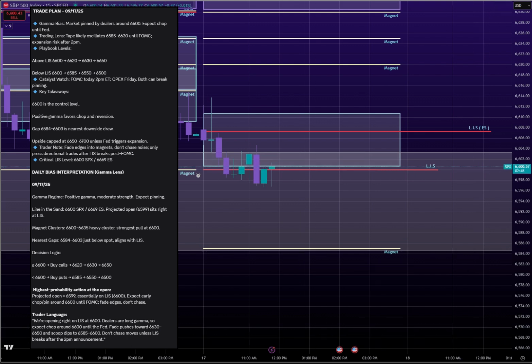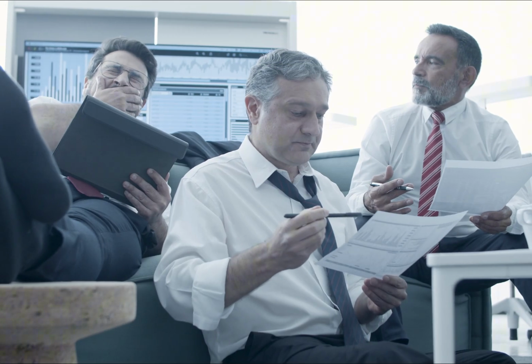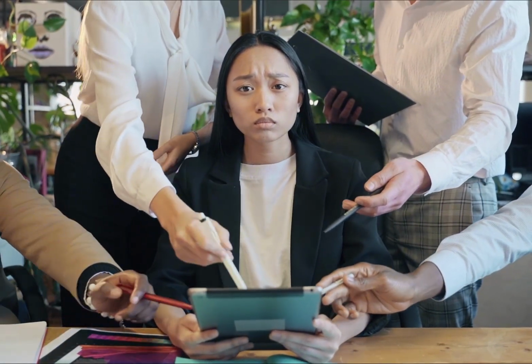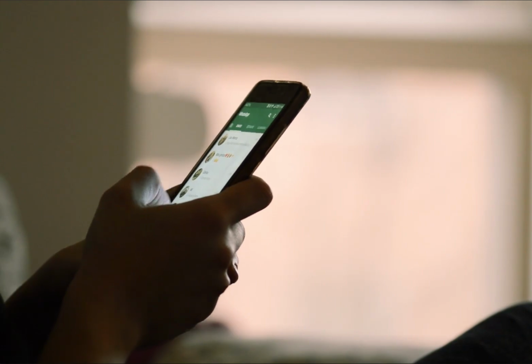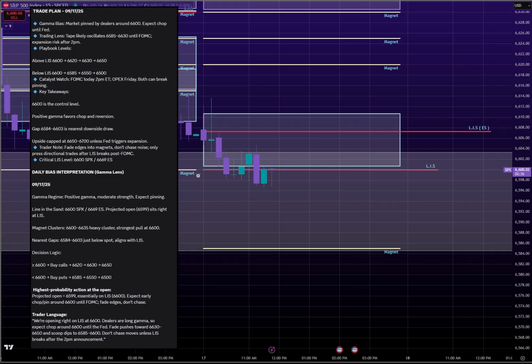The power of this section is speed and clarity. You're not scanning dozens of indicators. You're not drowning in news feeds. You're not reading endless chat messages. You're looking at one page. And in under a minute, you know the control level, the trading paths above and below it, the expected behavior at the open, and the playbook for catalysts later in the day.